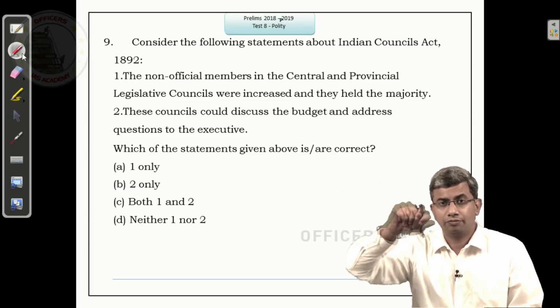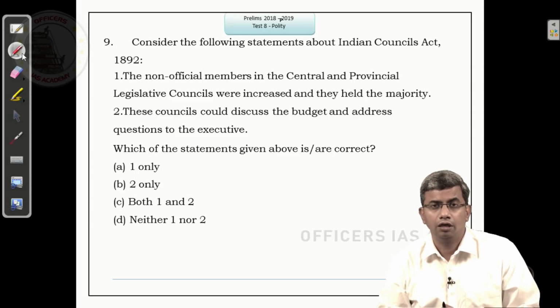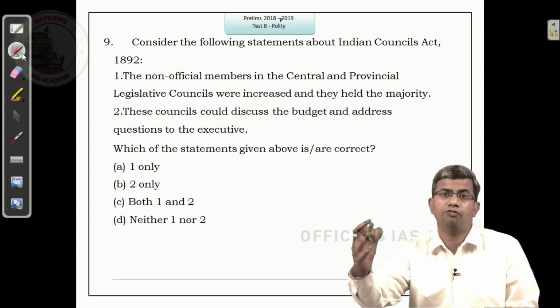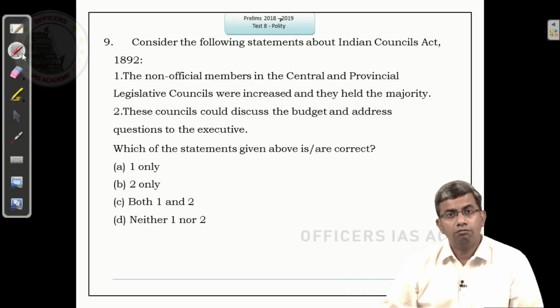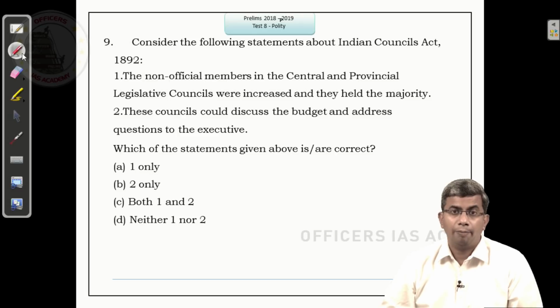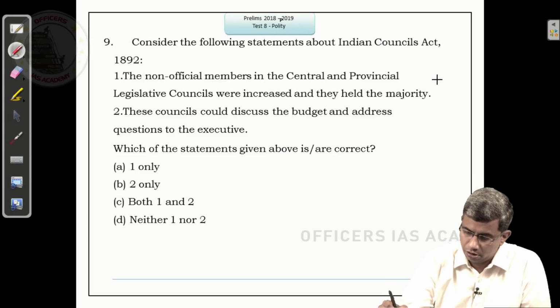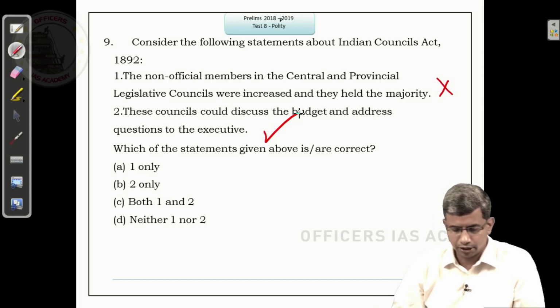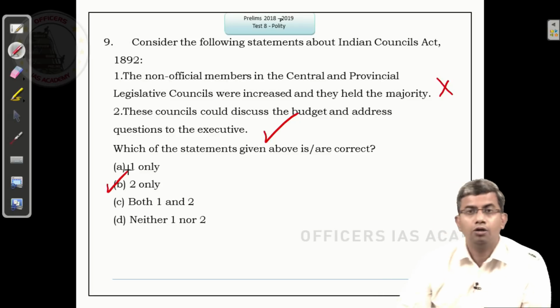The 1892 Councils Act had a provision for nomination by local bodies, but it did not make it a majority. So the first statement is wrong, whereas the second statement is right. So the correct answer is B, 2 only, right?